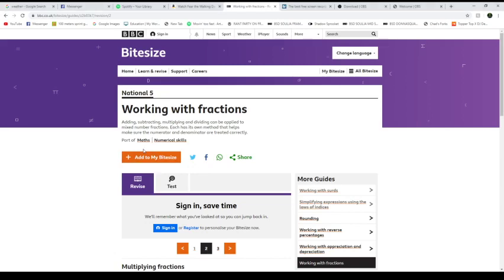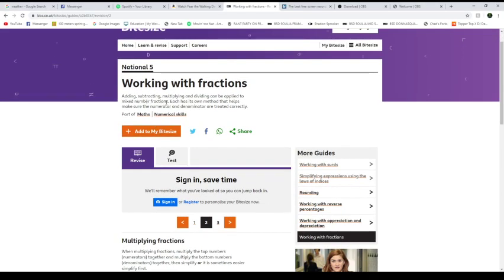Working with fractions. Adding, subtracting, multiplying, dividing can be applied to mixed number fractions. Each has its own method.